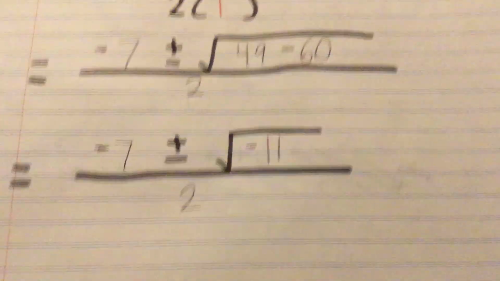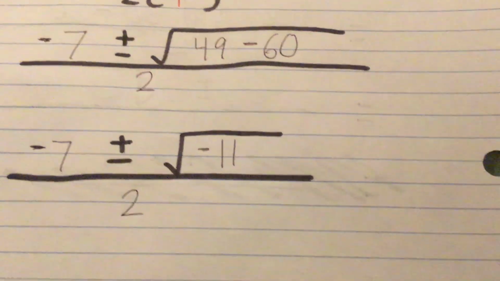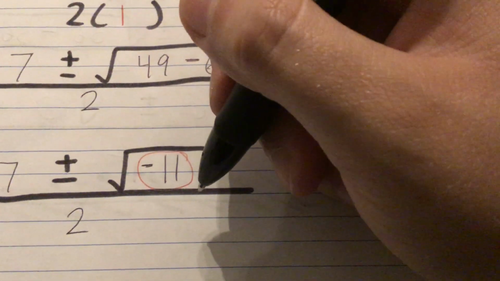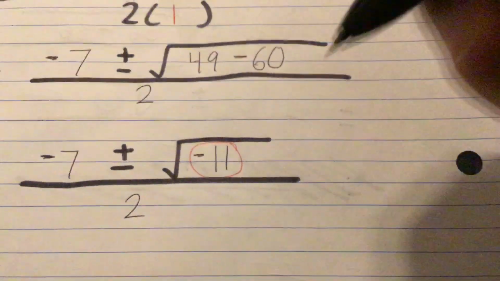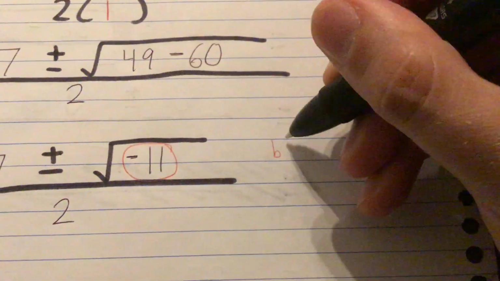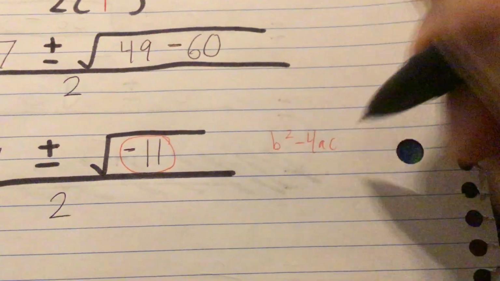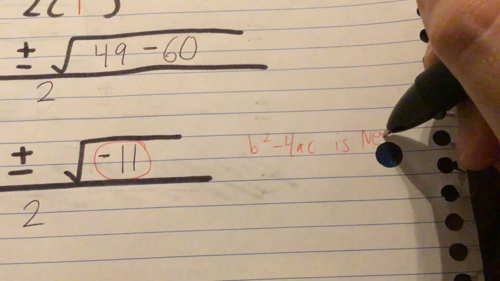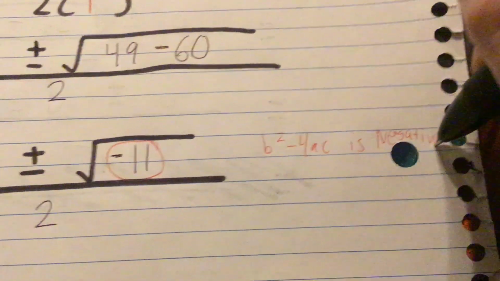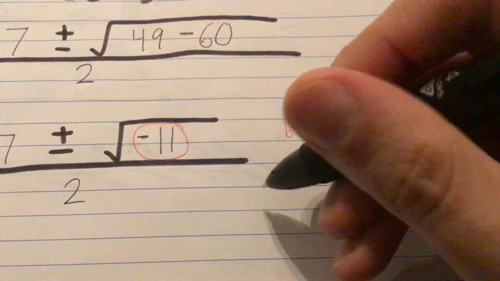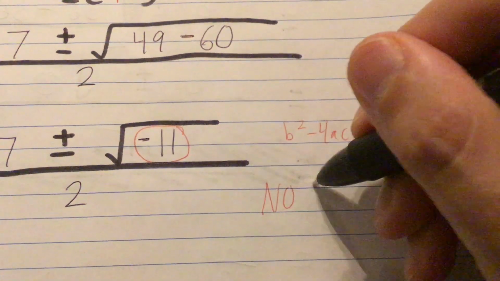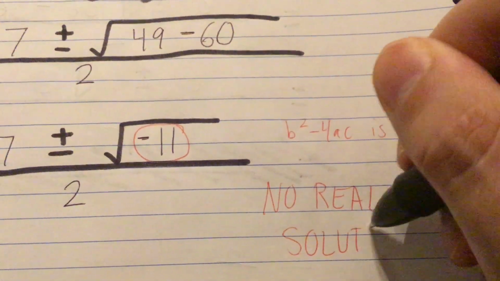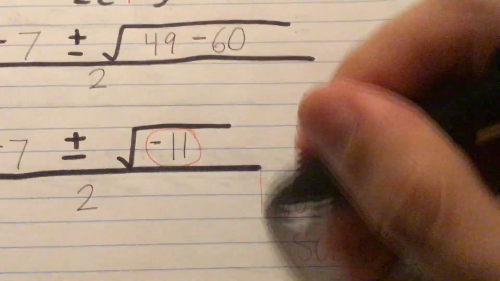Now I'm going to pay attention over here. What's the discriminant? Well, this finally puts some context as to why I couldn't factor. Because b squared minus 4ac is negative. So when b squared minus 4ac is negative, that's when there is no real solution. And that's the end of the problem.